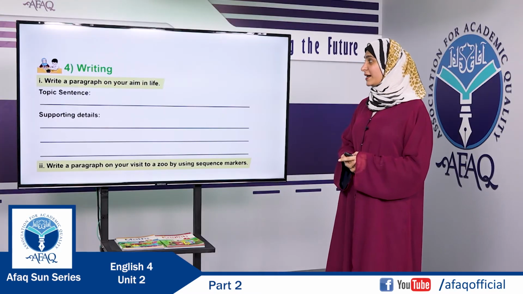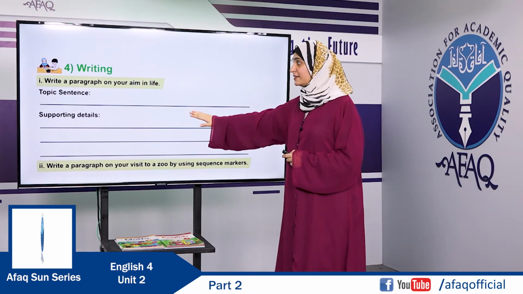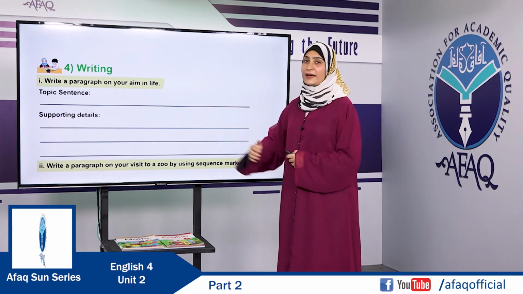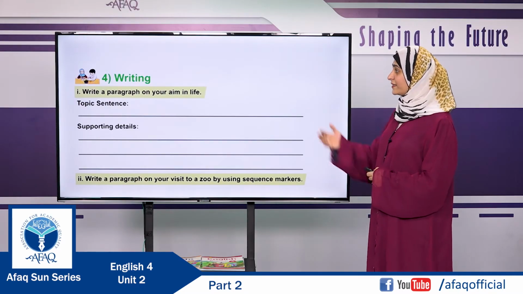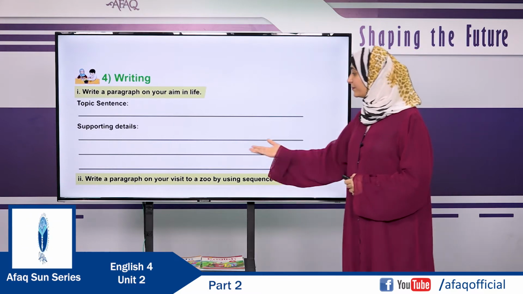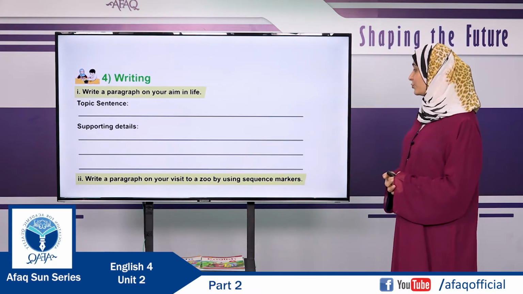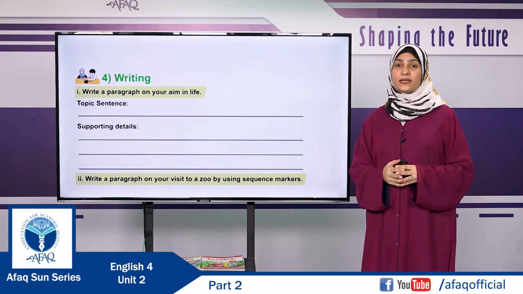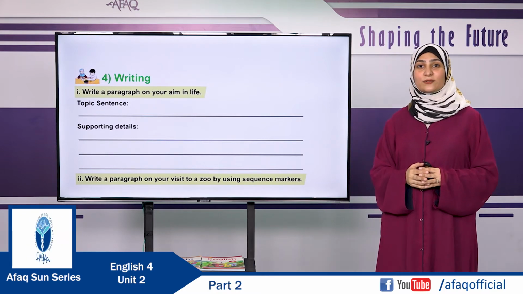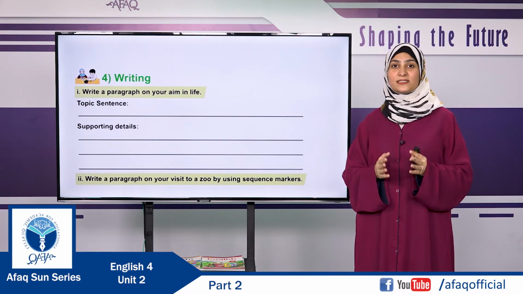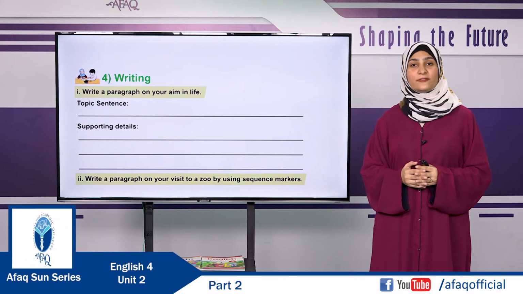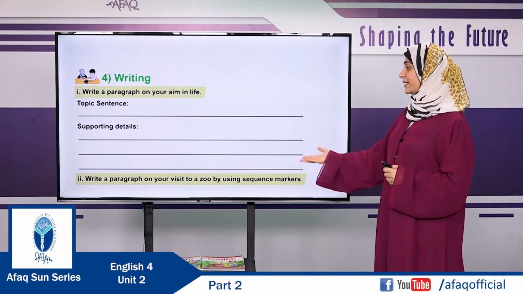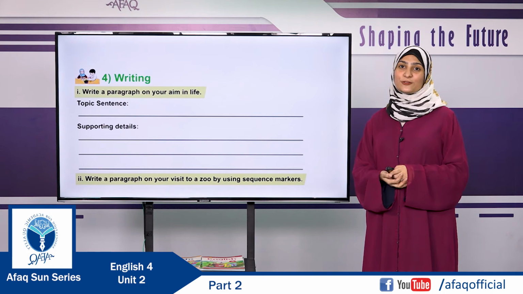So, keeping that in mind, you are going to write the topic sentence for your aim in life, and then you will give the supporting details to that. Dear students, after doing this exercise, you are going to write a paragraph on your visit to a zoo by using the sequence markers. As you all know, we have learned about the sequence markers: first, next, then, after that, and finally. Using these words, you are going to write a paragraph for your visit to the zoo.